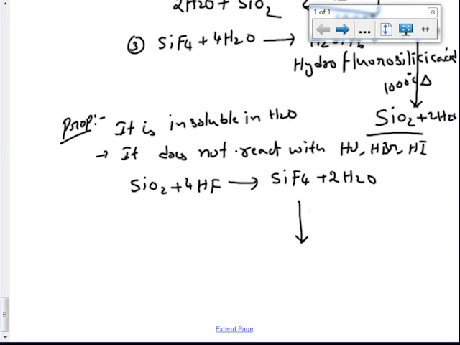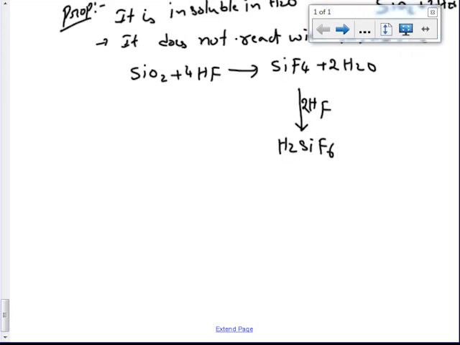Again you are adding 2 more moles of HF, it can give H2SiF6. 2 moles we are adding, you get the H2SiF6. Name of the compound normally I am saying, that is hydrofluorosilicic acid.